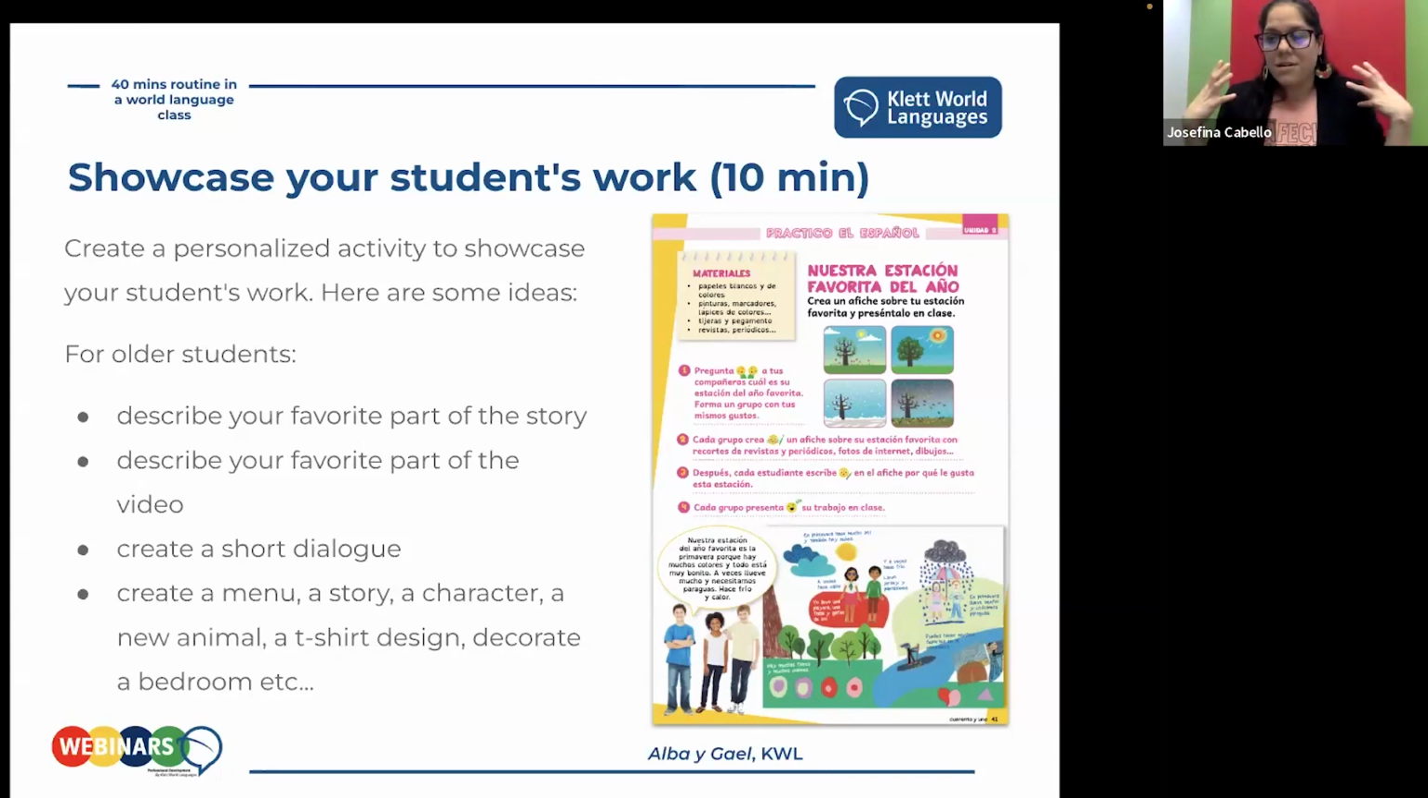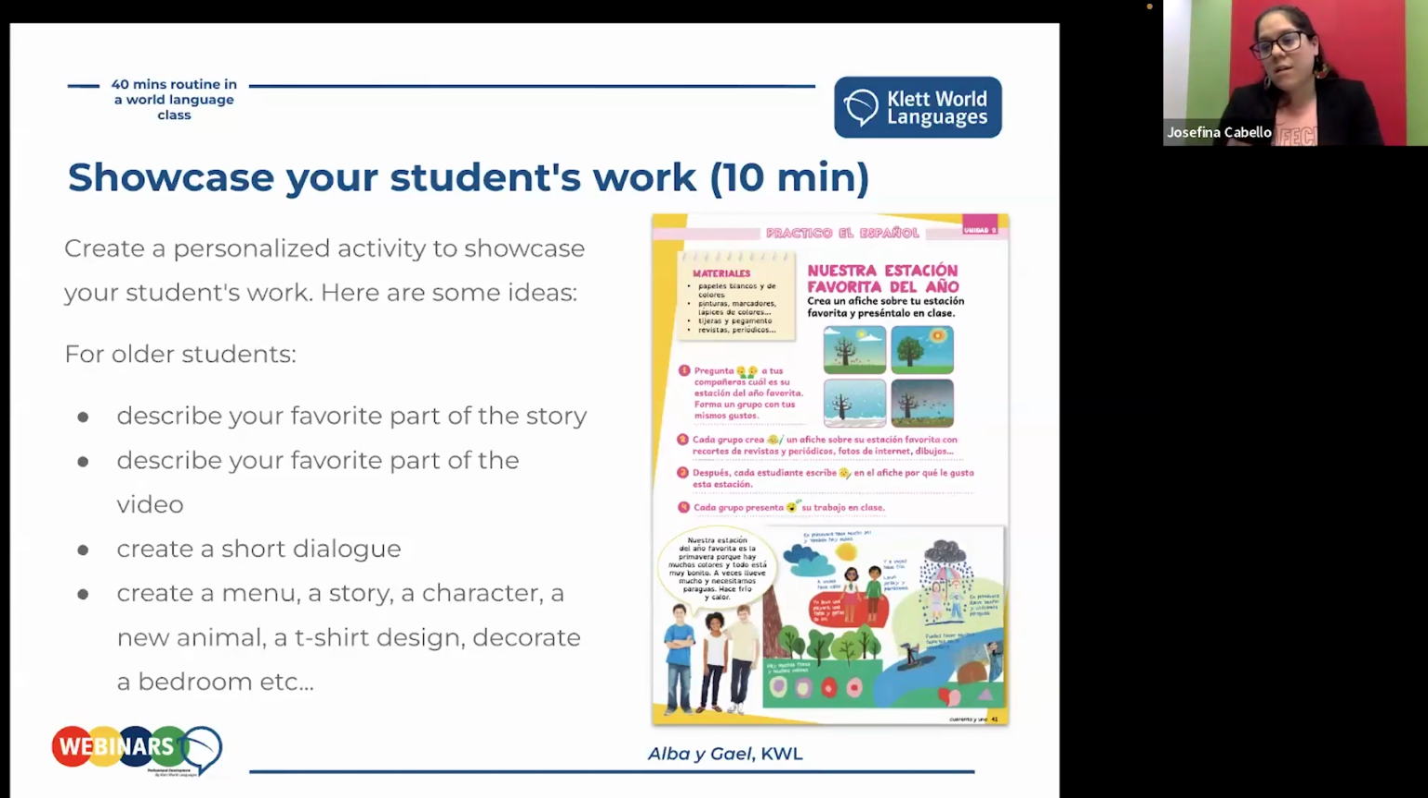Again, the possibilities are endless, but what we want is to showcase what our students know, what our students have learned, and it's always important for them to share with their classmates. So this is an example from Abigail, and what happens here is that students are going to create a poster about their favorite season, and they're going to share with their students.